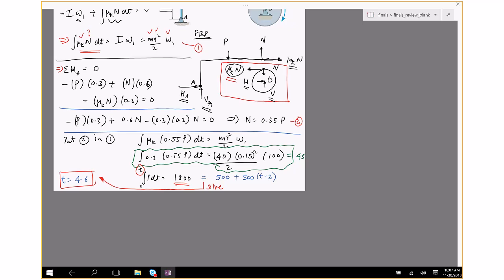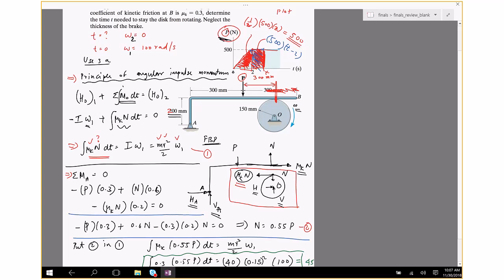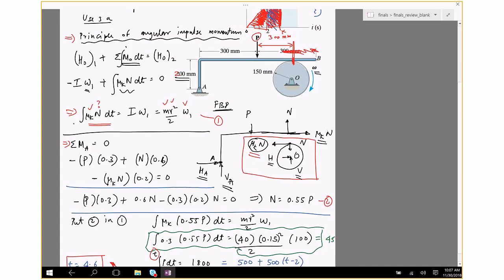What I'm trying to do here is use the equation from 2. So this is right, N equals 0.55P. Everything's right all the way up until the 1800. I think I'm forgetting a moment. Is that right? You might be.